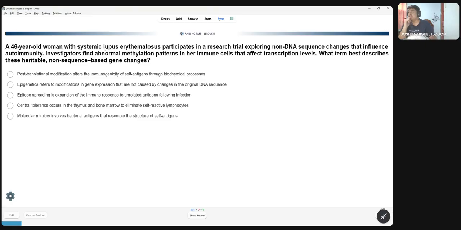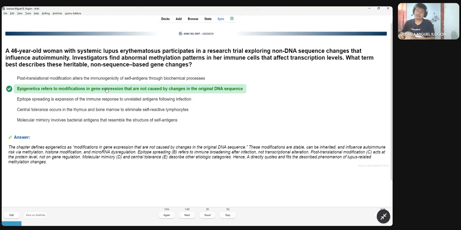Connective tissue disease, that's mixed connective tissue. Systemic lupus erythematosus and non-DNA sequence, abnormal methylation patterns. It's not molecular mimicry. It's not central tolerance. It's not epitope spreading. Epigenetics. Let me highlight that.